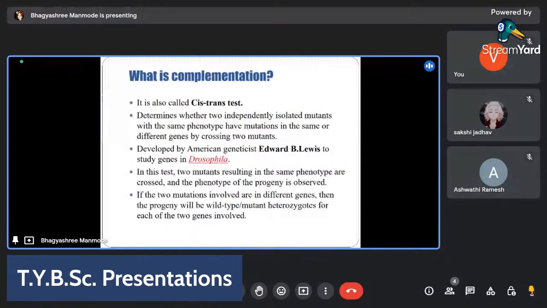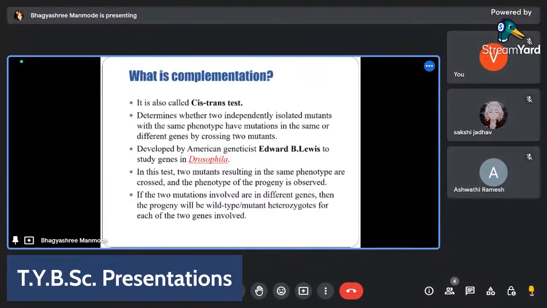Complementation is a test. It is also called the cis-trans test. It determines whether two independently isolated mutants with the same phenotype have mutations in the same or different genes, like crossing two mutants.